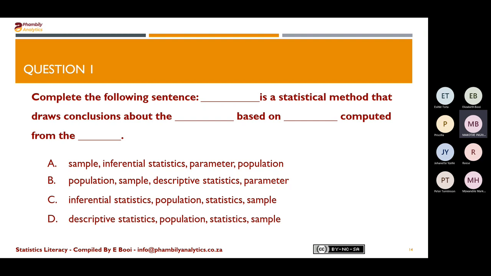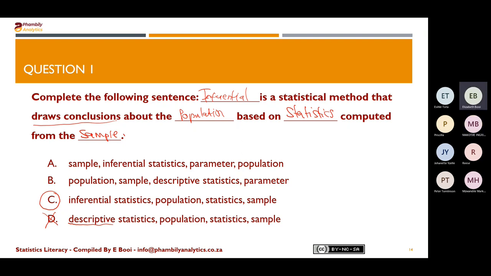I would go for D. D is incorrect because we're drawing conclusions. We're not summarizing. So the only correct statement will be C, because it will say inferential statistics is a statistical method that draws conclusion about the population based on statistics computed from a sample.